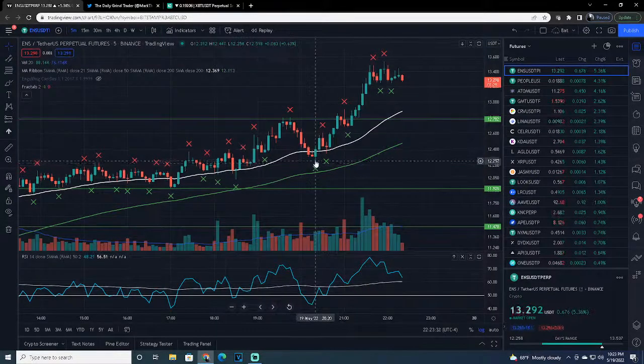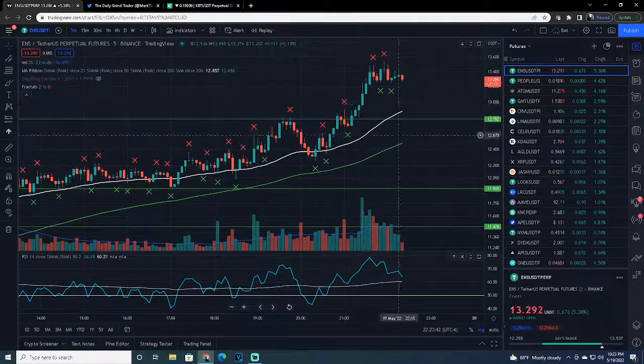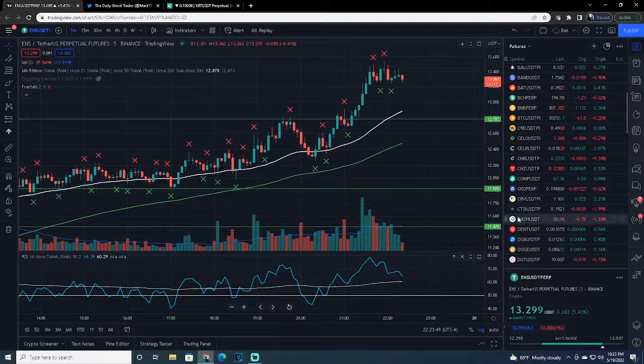But yeah, this would have been your entry point, or sorry, here, the close of this candle, because the close of this candle actually creates this fractal. Then that would be your stop loss, and you would have ran that up and got an easy 2-to-1 reward to risk ratio, which sucks that I missed those.